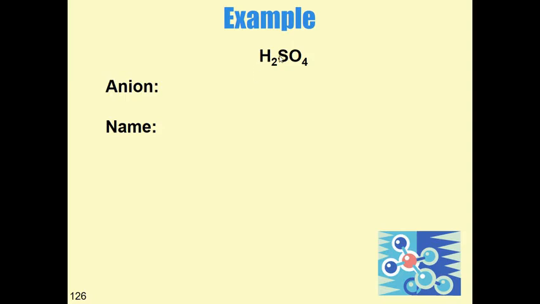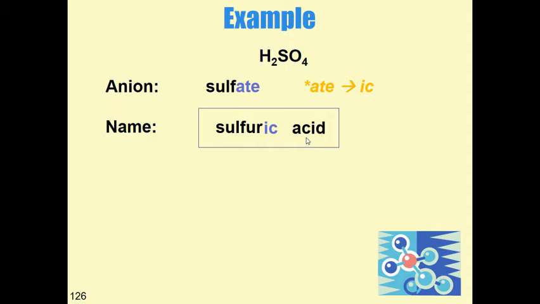Okay, now let's look at this one. Again, it's an acid. It starts with hydrogen. Let's go look up the anion. The polyatomic is sulfate. Sulfate ends in ate. We're going to replace the ate with an ic. Our root is sulfur, and instead of saying ate, we're going to put an ic there and add the word acid. Sulfuric acid.